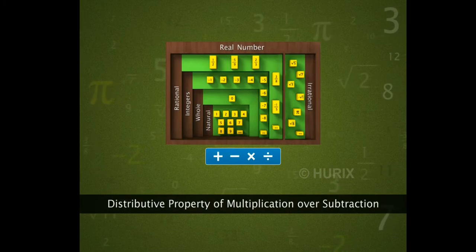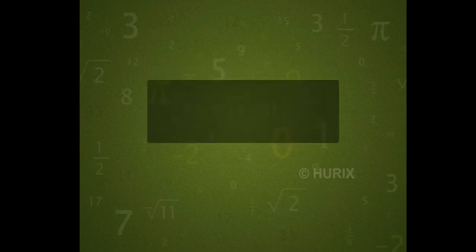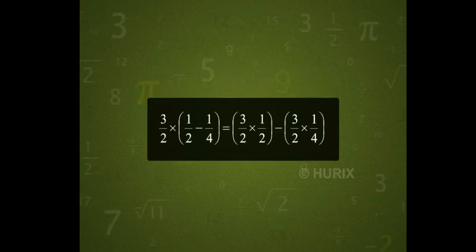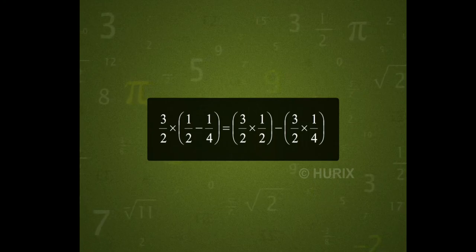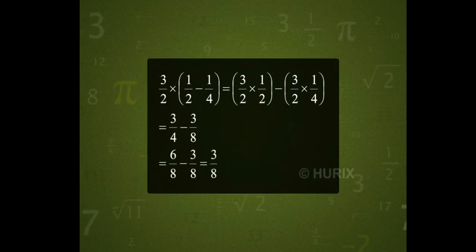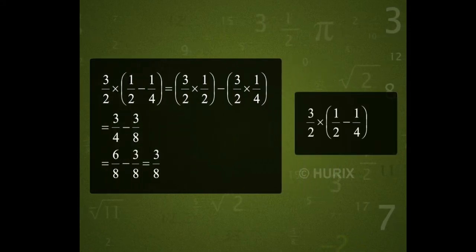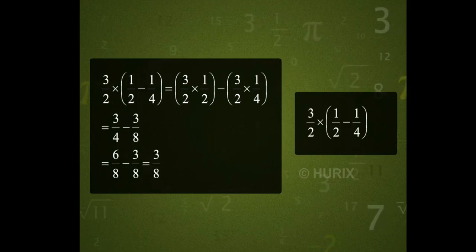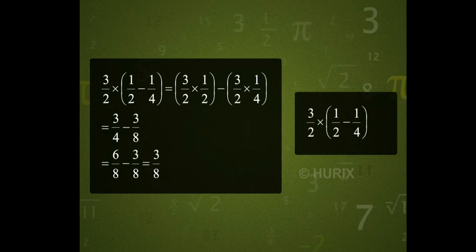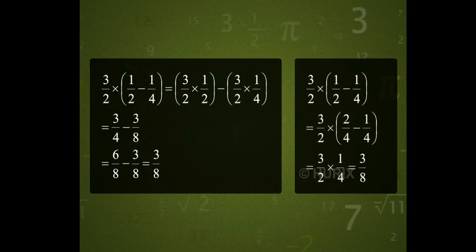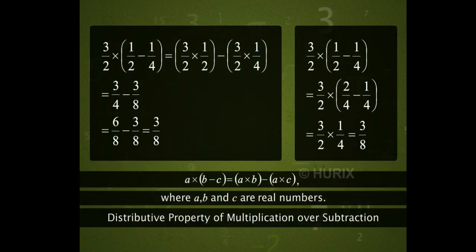Distributive property of multiplication over subtraction. Let us first multiply 3 upon 2 to both the real numbers in the bracket and then subtract the products to find the final answer. Here, let us first find the difference of the numbers in the bracket and then multiply the difference to 3 upon 2. As you can see, the results obtained by using both these methods are the same. Thus, we can say real numbers satisfy the distributive property of multiplication over subtraction.